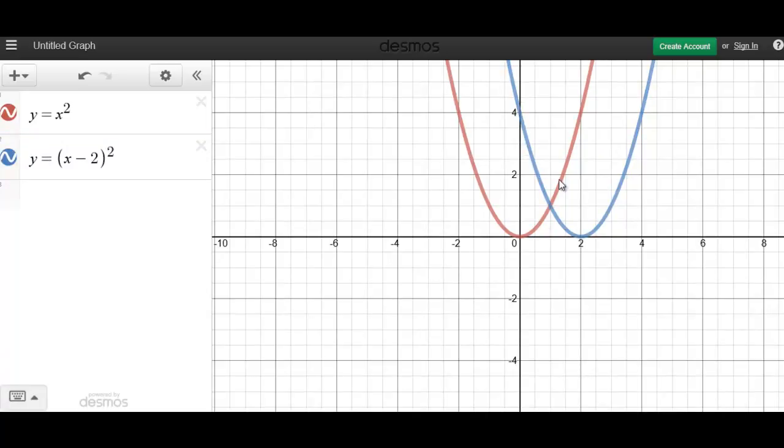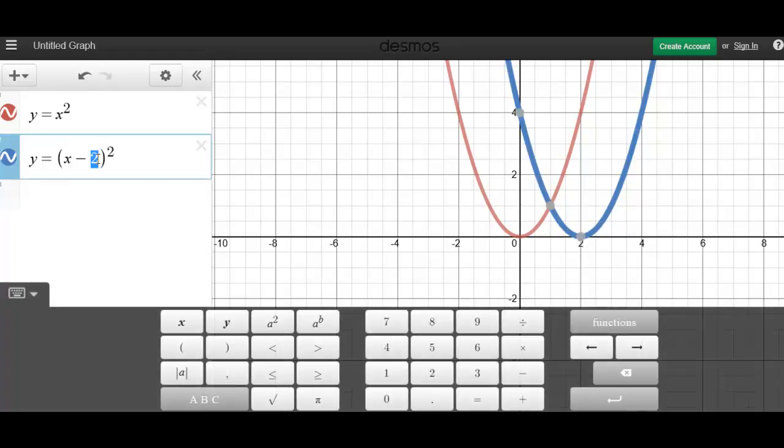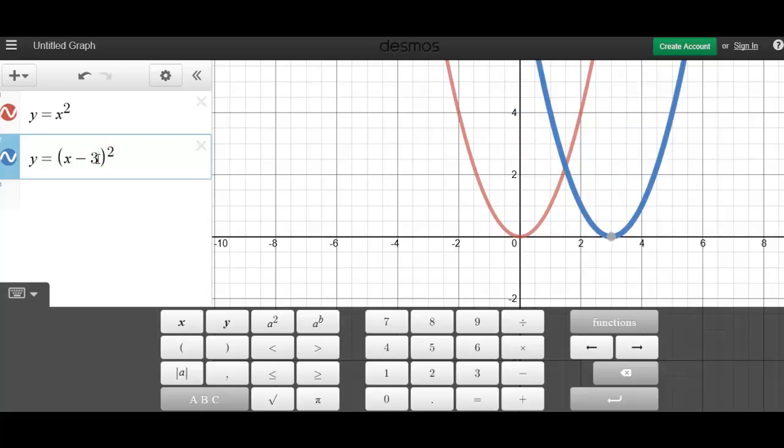Okay, the red parabola is our original parabola, and the blue parabola is what happened when I just typed in x minus 2 in brackets squared. Do you see what happened? The parabola shifted to the right 2 places. What would happen if I changed this 2 to a 3? Well, you're probably saying to yourself exactly what's about to happen. It shifted over three spaces to the right.